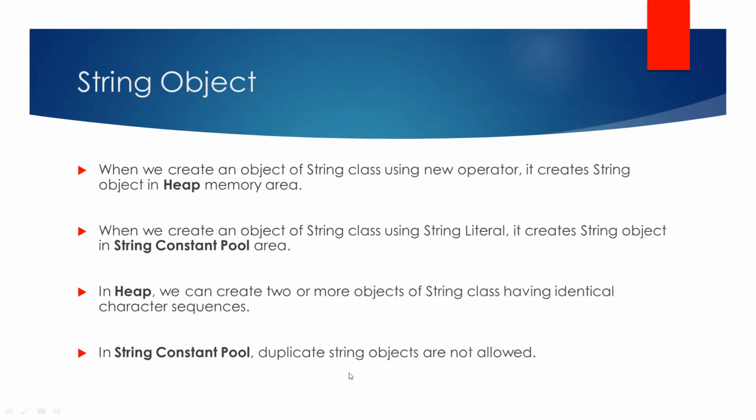If you have created one object that consists of some sequence of characters and that is available in a string constant pool, then it is not permissible to create an identical object in the string constant pool. Okay.